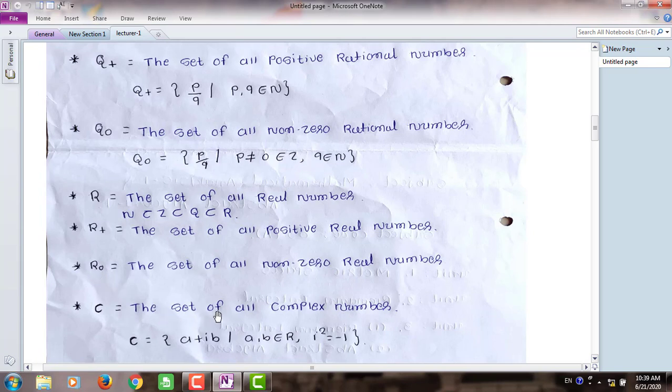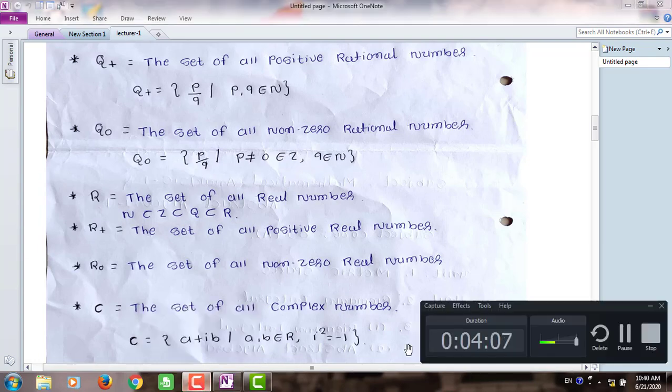Next set, the set of all complex numbers. It is denoted by C. Then C is equal to a plus ib. This is a complex number where a and b belong to real numbers. It means that a and b are real numbers, where i squared is equal to minus 1. This set is called the set of complex numbers.